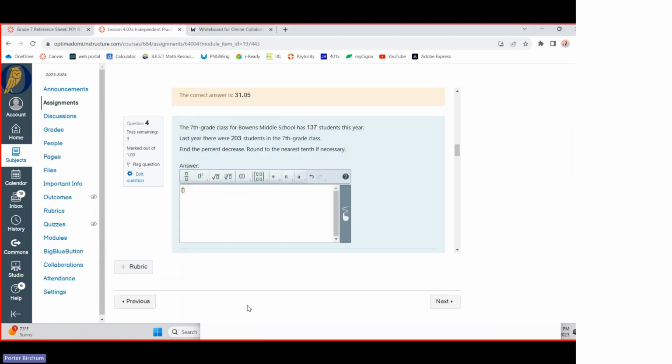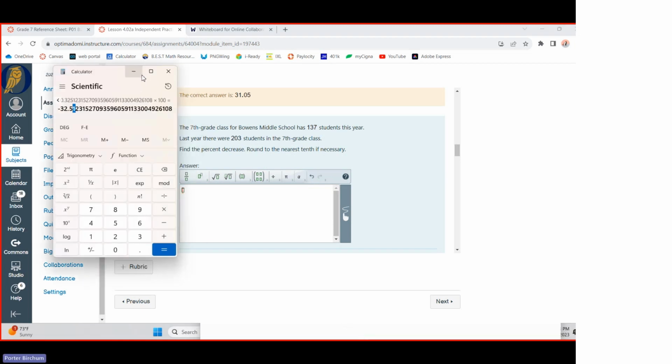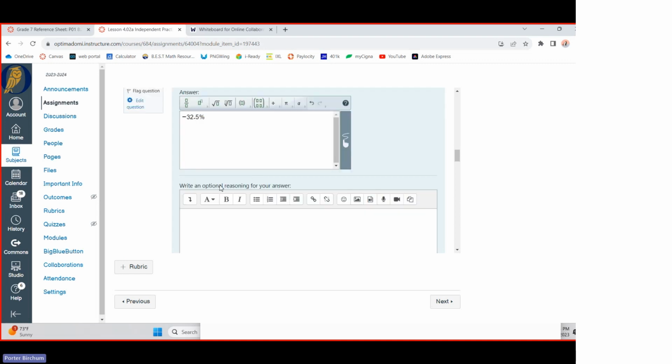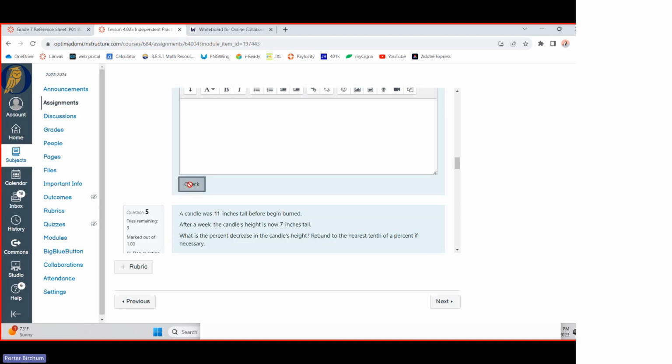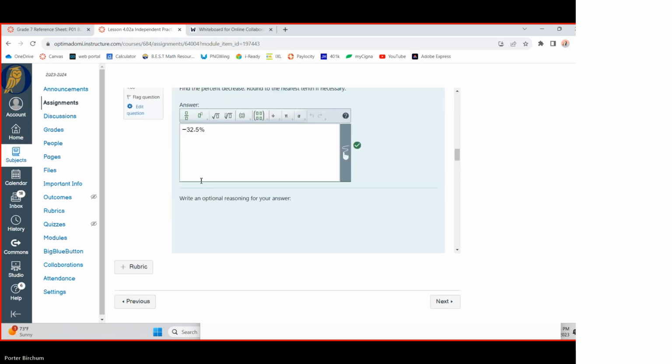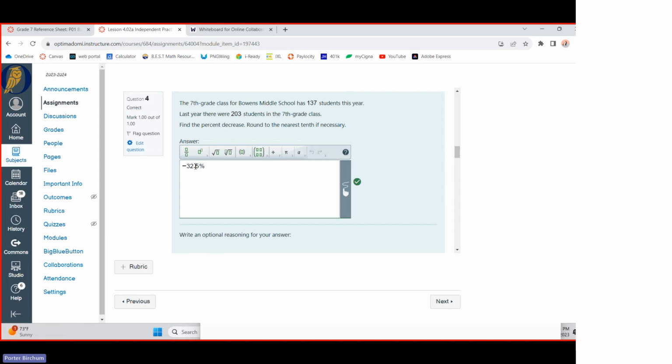Okay, let's see if negative 32.5. Let's see if it wants the percent in there or not. I'm not sure, but we're going to find out. Negative 32.5%. Does it want the negative sign? Yes, it does. Okay, make sure to put the negative sign.